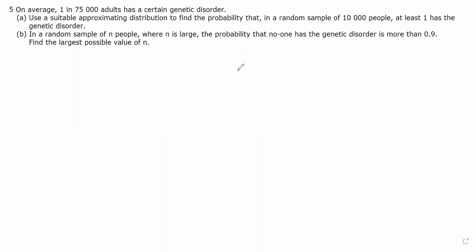On average, 1 in 75,000 adults has a certain genetic disorder. Use a suitable approximating distribution to find the probability that in a random sample of 10,000 people, at least one has the genetic disorder. The probability of an adult having the genetic disorder is 1 out of 75,000. This probability is small, and for the random sample of 10,000 people, n is 10,000, which is large.